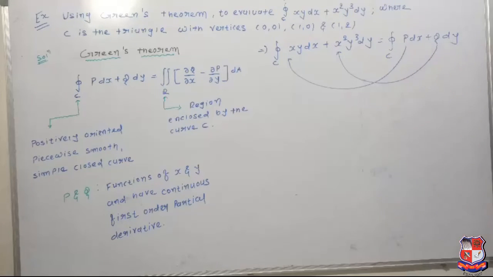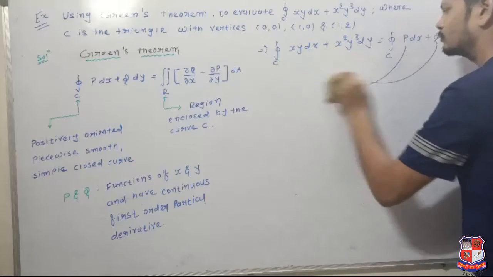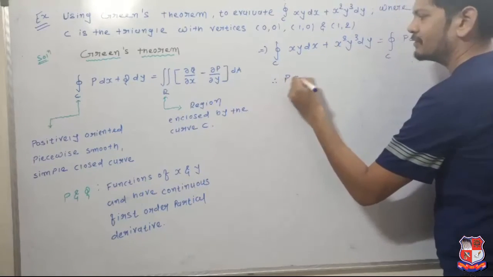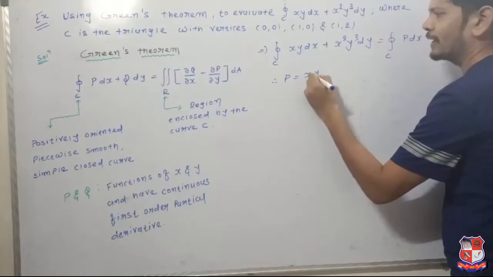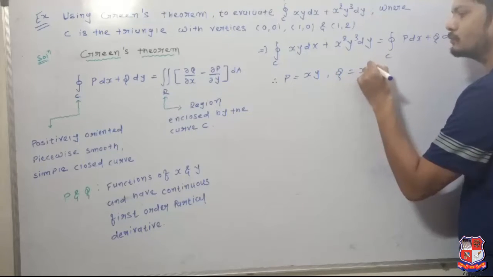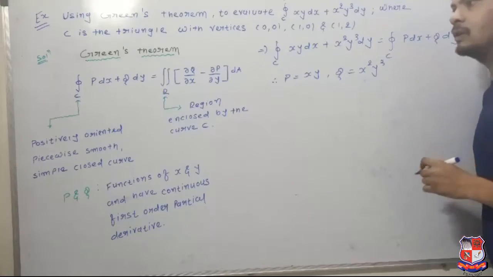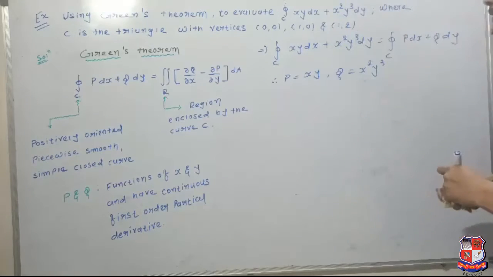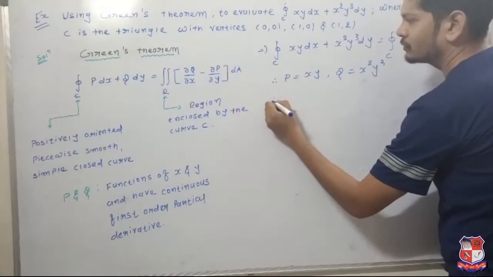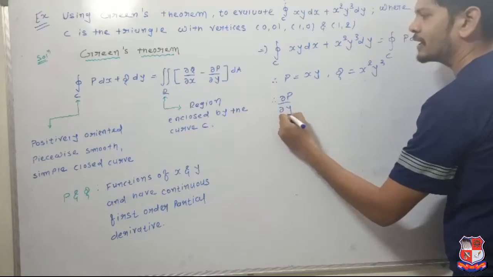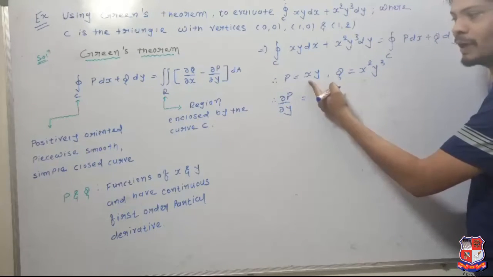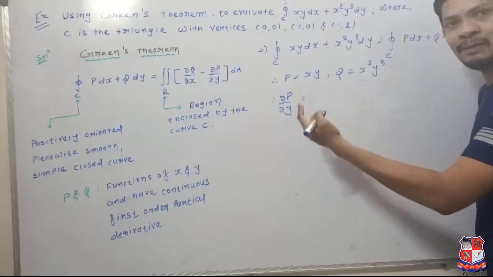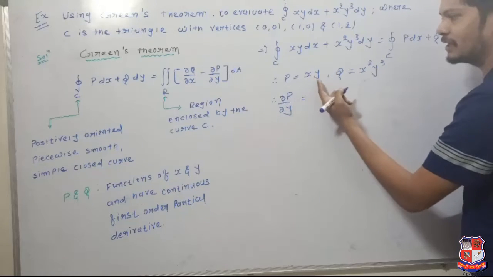So we can write P is equal to xy, Q is equal to x square y cube. Now what terms do we actually need? Del Q by del x and del P by del y. Let me find del P by del y. The partial derivative of xy with respect to y. At that time the other variable x will remain constant. So the derivative of y is 1, so we get x.